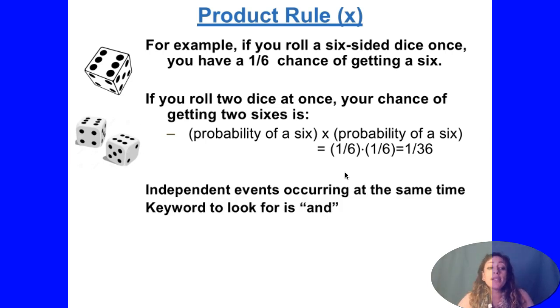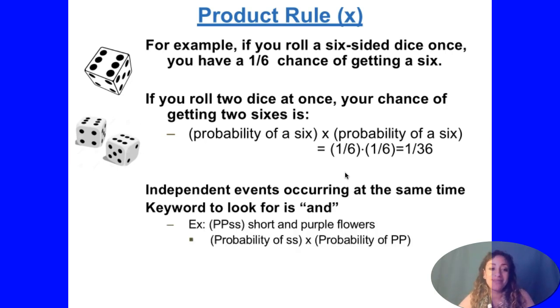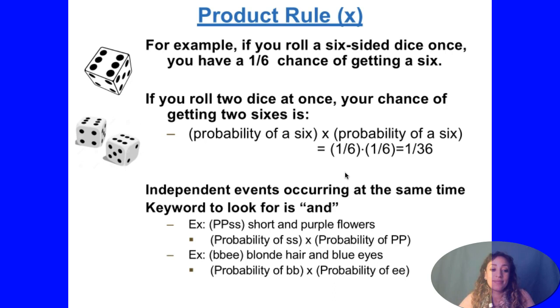Independent events occurring at the same time: whenever you see word problems where you would have to multiply probability, you're going to see the word "and." So what's the probability of me getting a 6 on a die and a 6 on another die? That's what they mean by that. Okay, and those are the examples we just looked at.